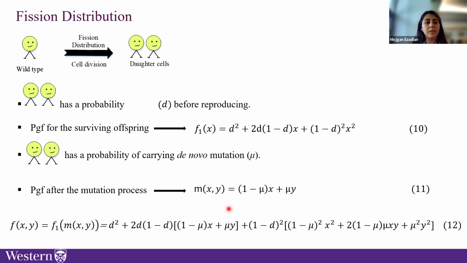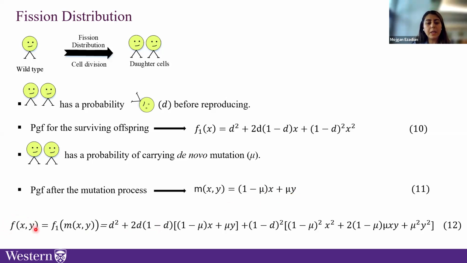So now we want to apply the branching process to our microbial lineages, in which the offspring follow a fission distribution. So we have a wild type cell that is divided into two equal daughter cells. Each cell has a probability of dying before reproducing, and the PGF for the surviving offspring covers the cases where both of them die, only one of them survives, and both of them survive. And each daughter cell has a probability of carrying mutations. So the PGF of the mutation process is: with probability 1 minus mu, individuals are wild type, and with probability mu, they are mutated.